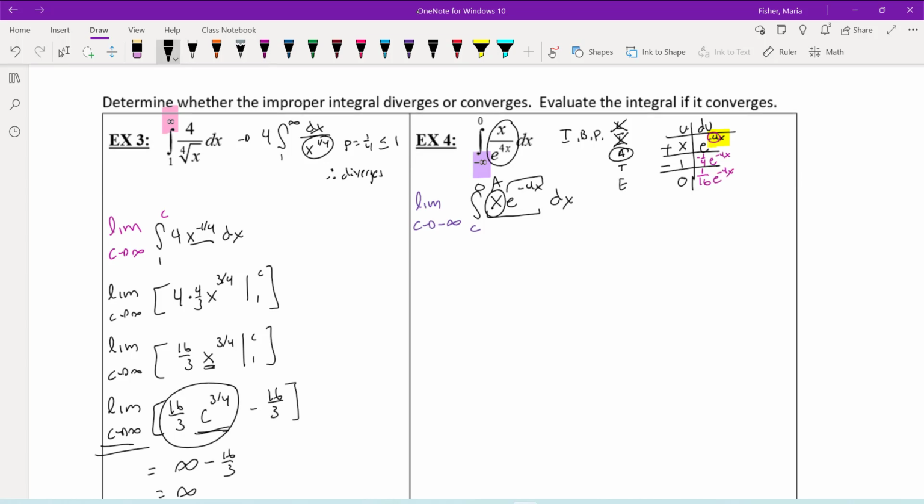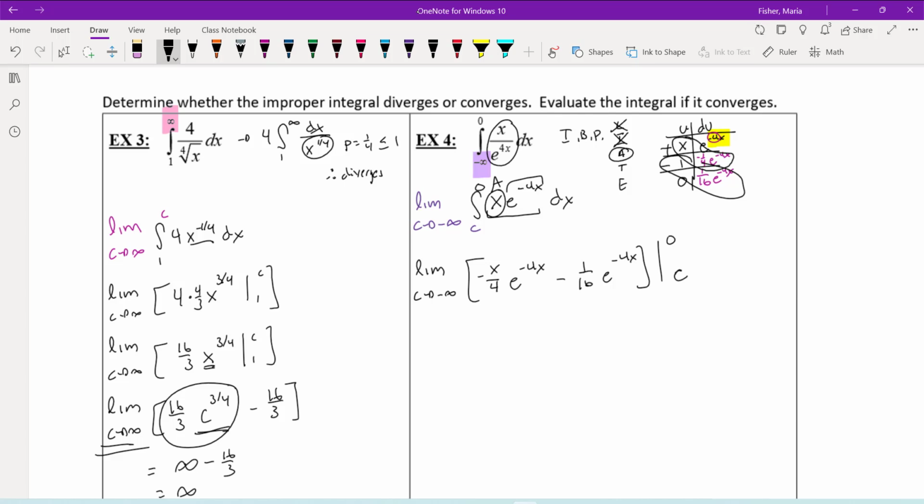Now put it in your limit. So we say the limit as c approaches negative infinity of, and then it's x times negative 1/4 e to the negative 4x. So I'm going to write negative x over 4 e to the negative 4x, and then minus 1 over 16 e to the negative 4x. And this gets evaluated from c to 0.